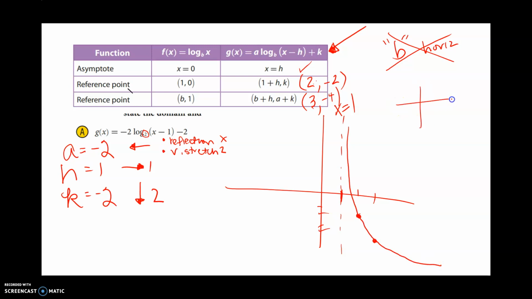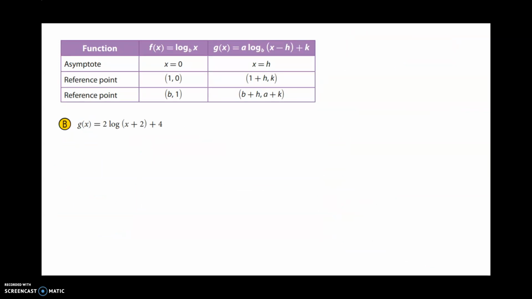Right? If we go to the parent looks like this, doesn't it? So this indeed was a reflection across the x-axis. It was a vertical stretch, and it was shifted. So that makes sense, right? So we should be able to identify these things and the base of 2, get the reference points, and graph the new graph. Let's try this one.